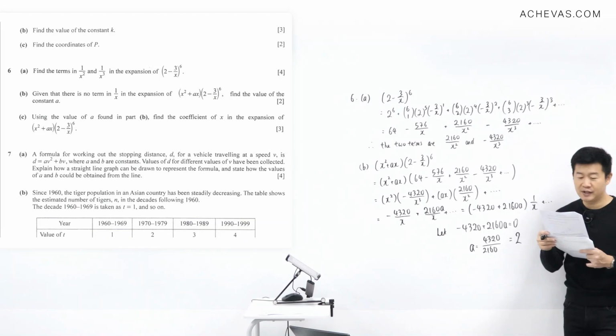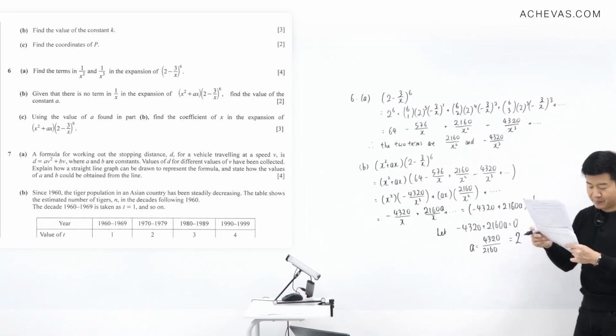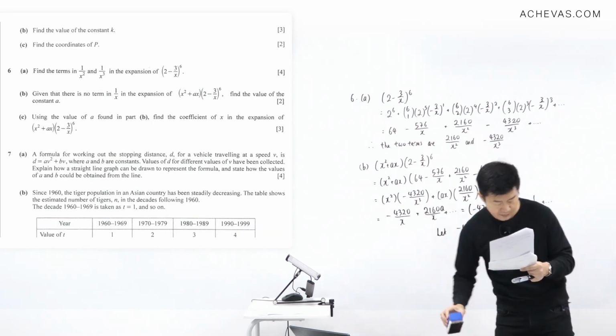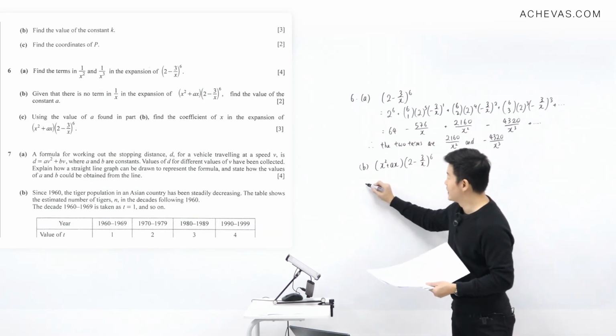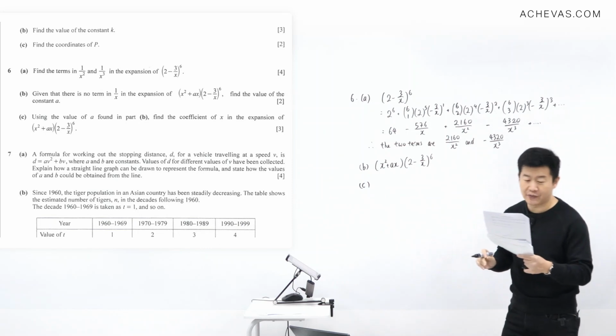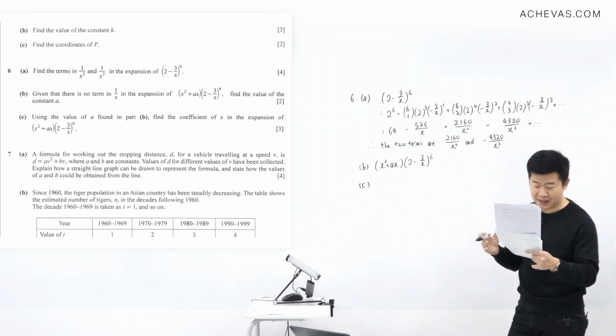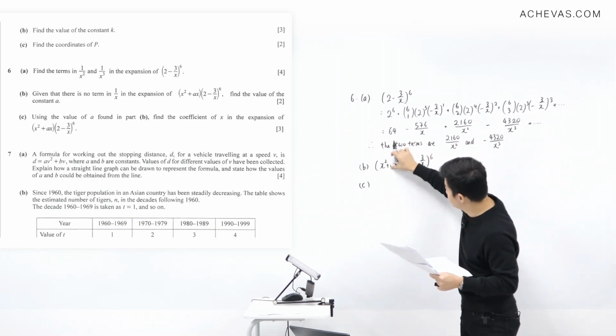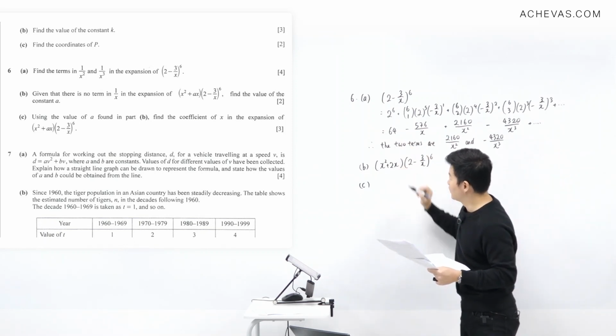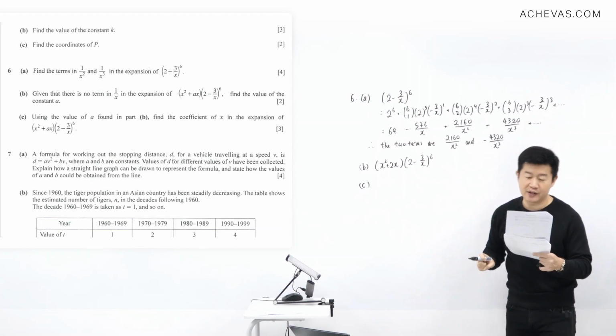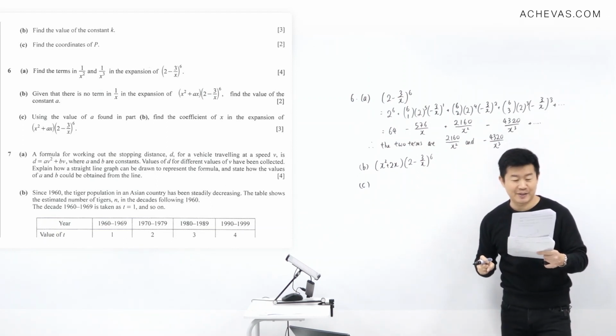Let's move on. Let's look at the last part of this question, part C. In part C, we are supposed to make use of the value of a that is found in the previous part, part B, and we found that a was equal to 2. So let me replace this. So a here was equal to 2. We are supposed to find the coefficient of x in the expansion of this.